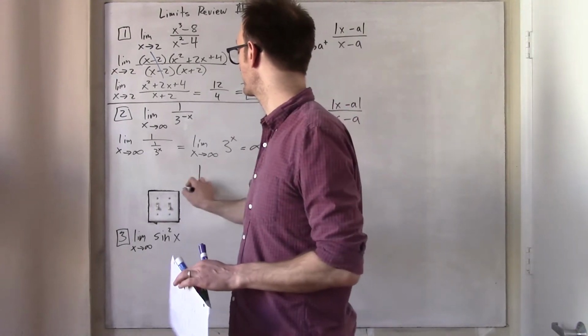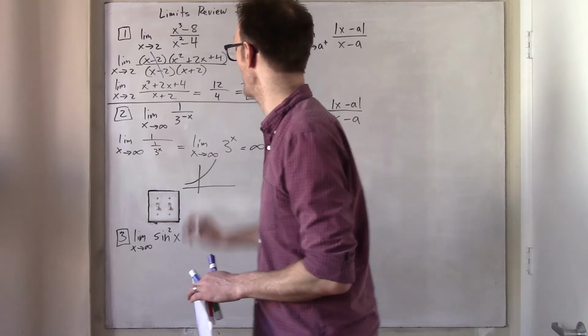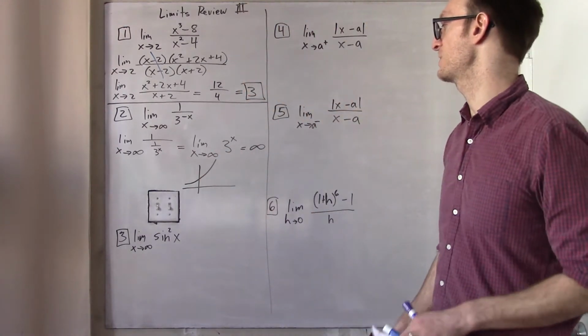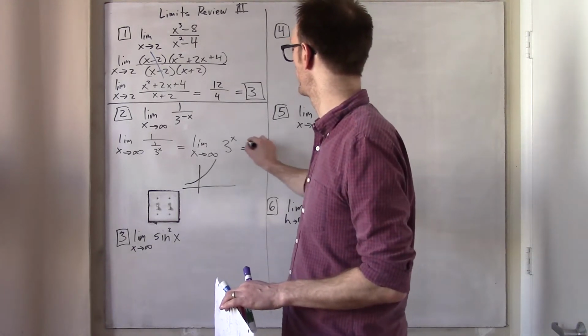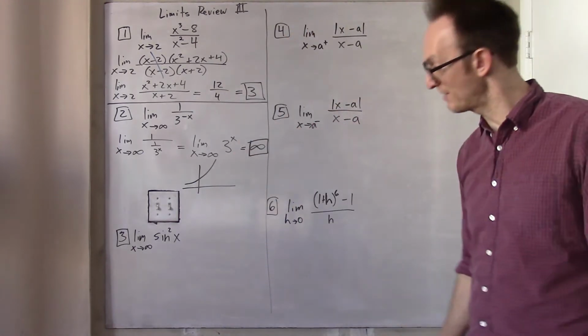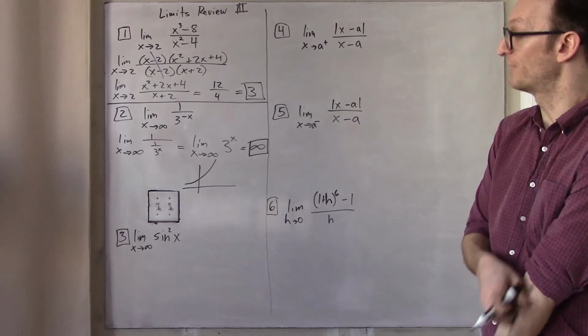If you want some kind of justification for this step, I think just a graph is sufficient. So that's kind of all I would do. Because this is just a known function, and it's just known that the end behavior is infinite.